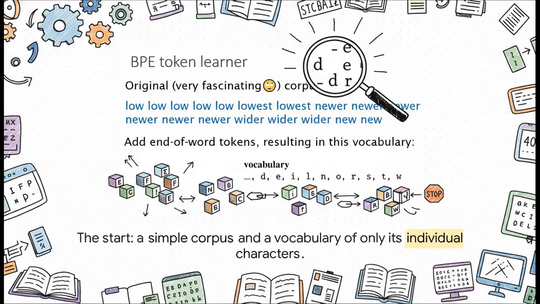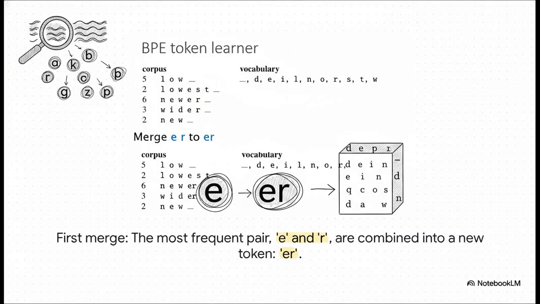Okay, let's watch this in action. We start with this small collection of words. Our initial vocabulary is as basic as it gets. It's just every single individual letter in our text, plus a special symbol that marks the end of a word. So first, the algorithm scans through all the text and counts up every pair of characters that are next to each other. In this case, the most frequent pair is E followed by R. So the algorithm merges them into a brand new token, and adds that new piece to our vocabulary.